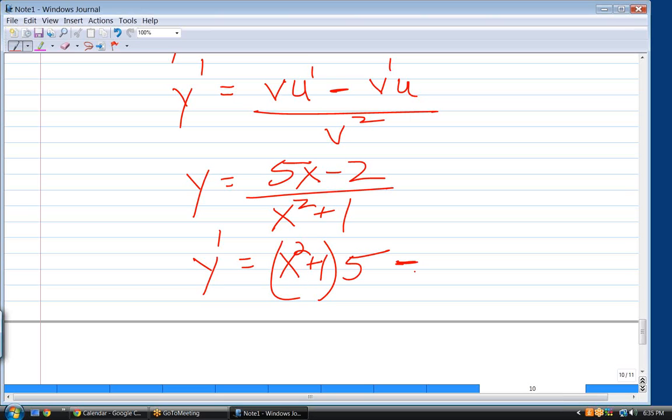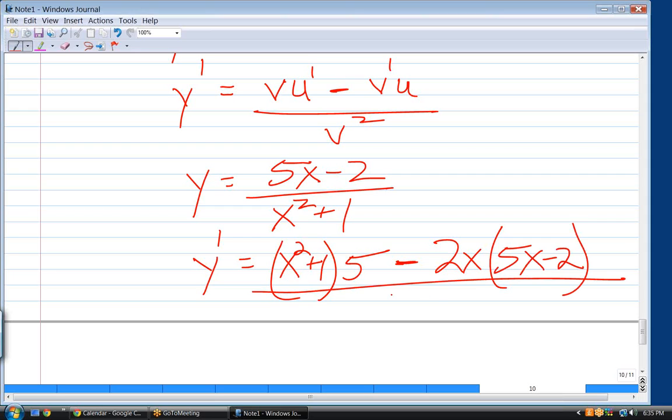Now minus 2x times 5x minus 2, all over x squared plus 1 squared. Yeah, and that's the way you want to write that. In other words, you don't really want to square that out and put x to the fourth. Okay? So that's the way you do the derivative whenever you have the quotient.